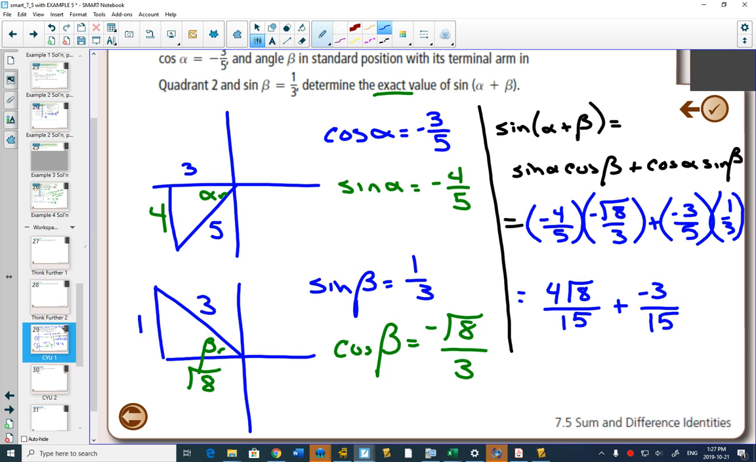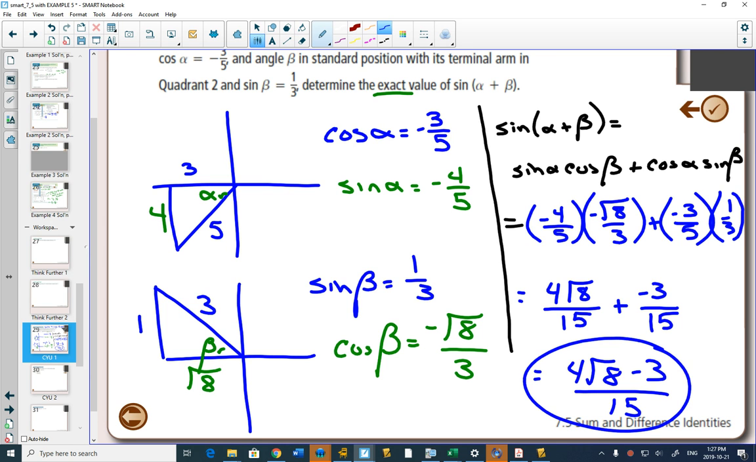In the end, you need to write your answer as a single fraction. So here I've got a common denominator. And there's my final answer. Sine of alpha plus beta is 4√8 minus 3 all over 15. This is a single fraction. It's an exact answer because we don't have a decimal. And that's what the question was asking for. Questions for practice? Try a couple double triangle questions, 8 and 13.